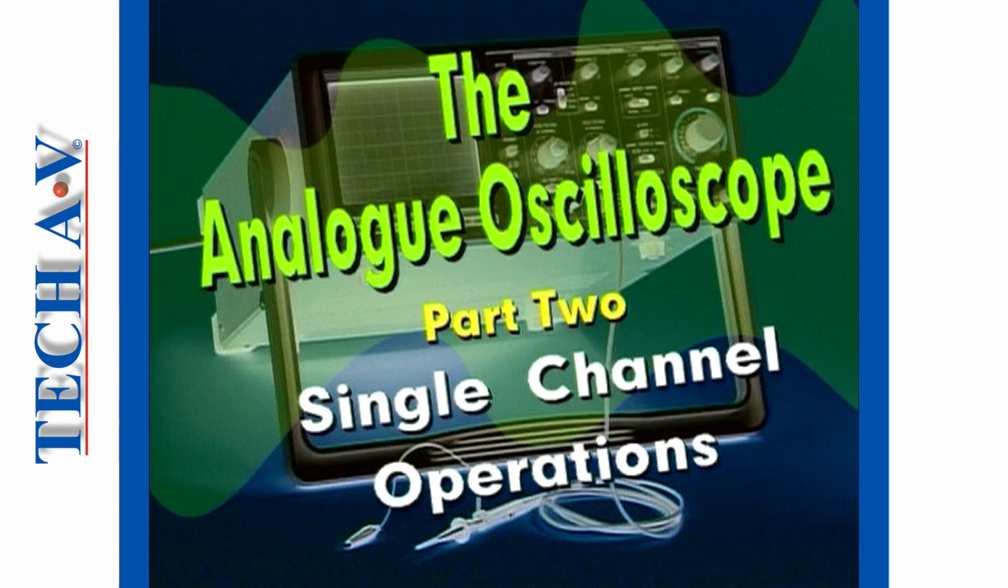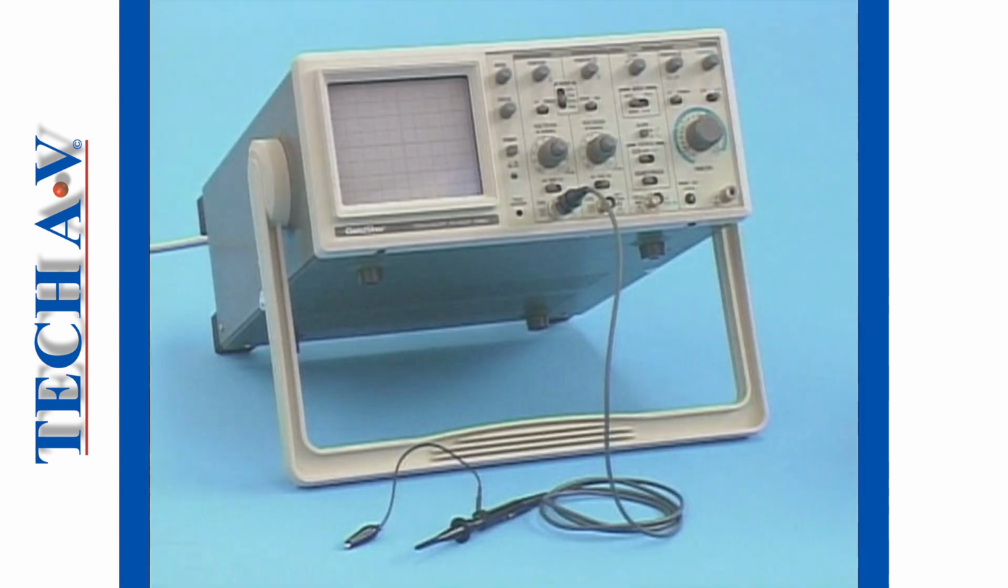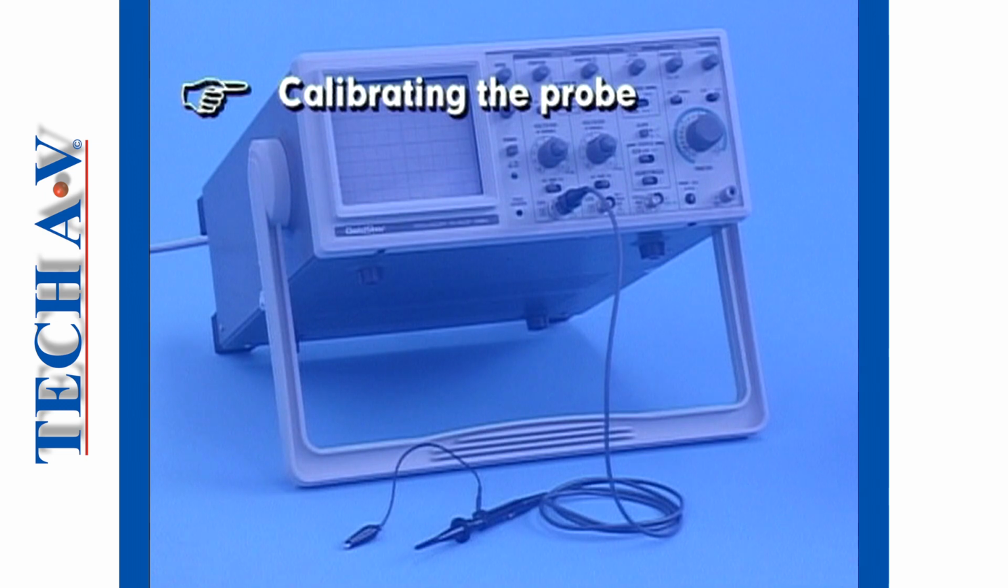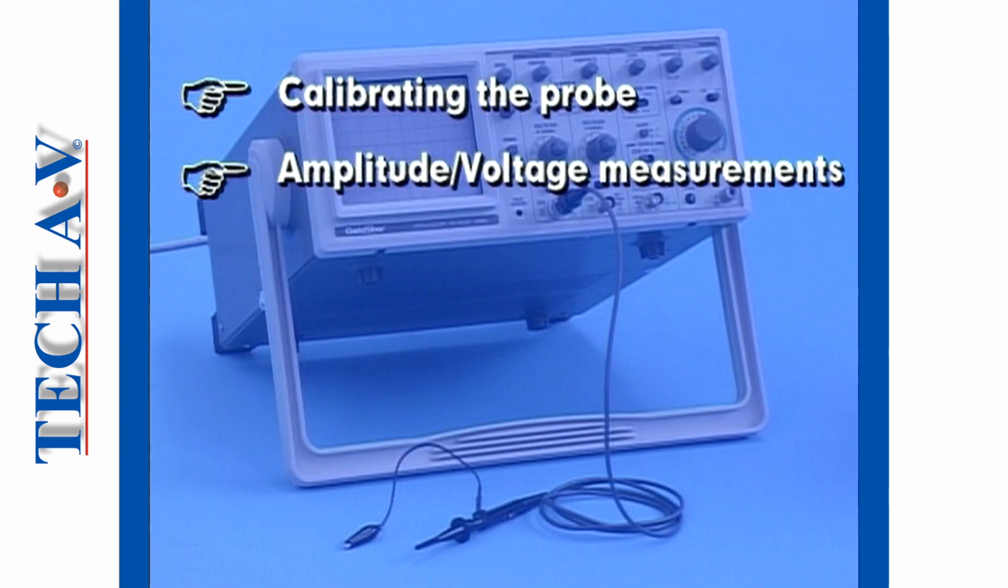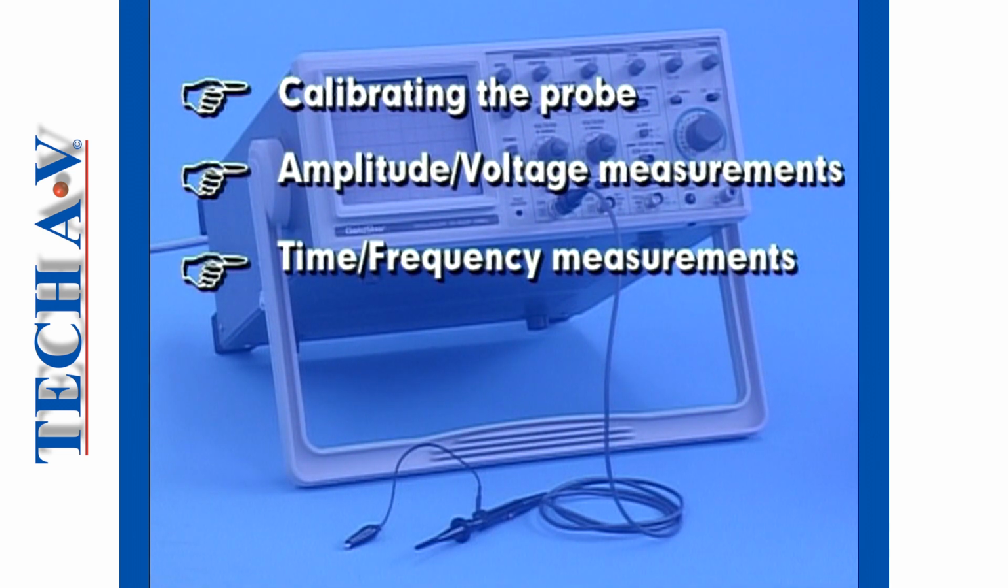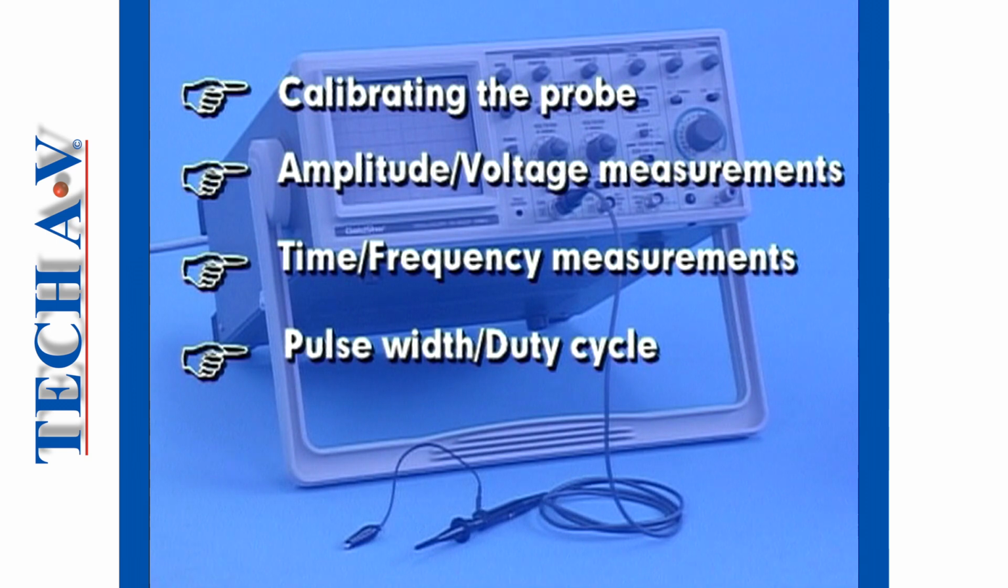Producers and distributors of Tech AV training material welcome you to part 2 in this series on using an analog oscilloscope. In this program we will discuss calibrating the voltage attenuator of the probe, amplitude or voltage measurements, time or frequency measurements, pulse width and duty cycle, and rise and fall times.